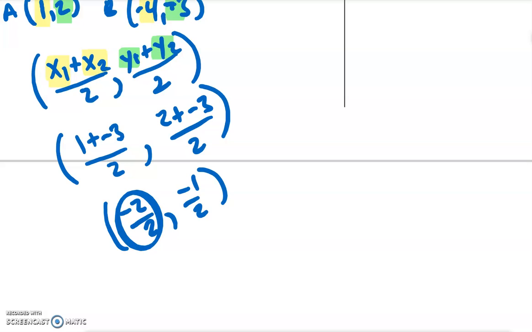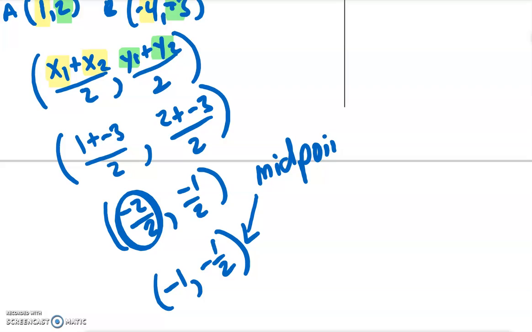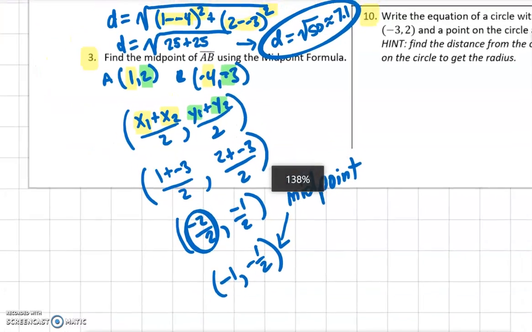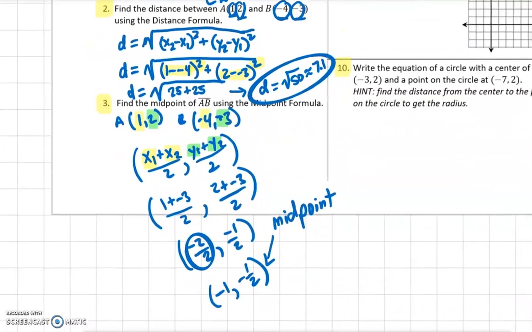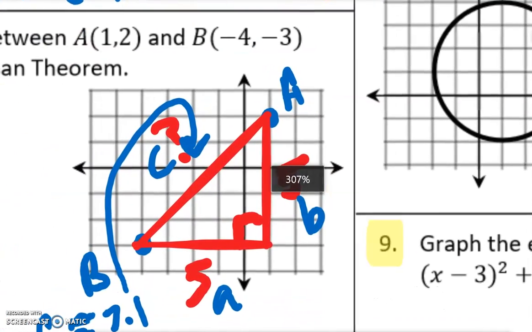Negative 3 divided by 2 is negative 1.5. And then we have negative 1/2 over here. So we can just say negative 0.5, or we can just keep it as a fraction, negative 1/2. This is the midpoint of those 2 points, right? Midpoint means the exact middle between the 2 points. If we go back up to the graph, negative 1.5, negative 1/2, that makes sense, right?